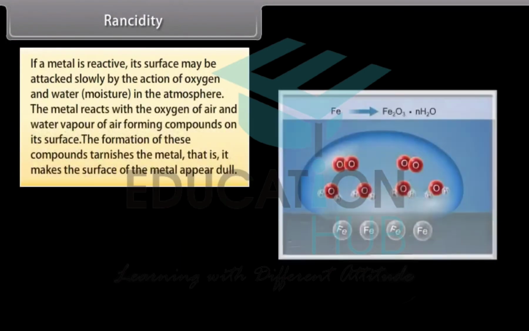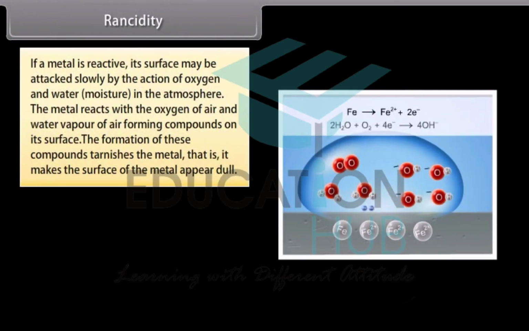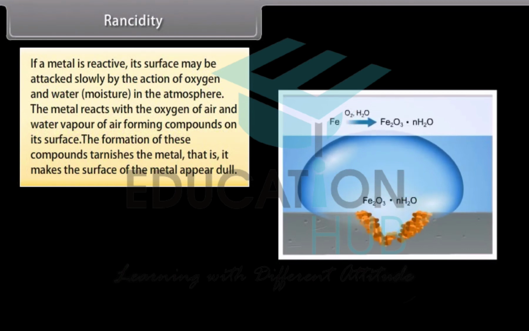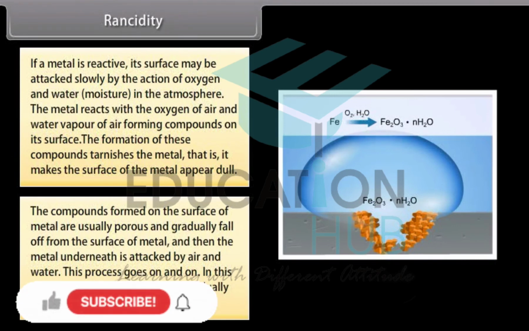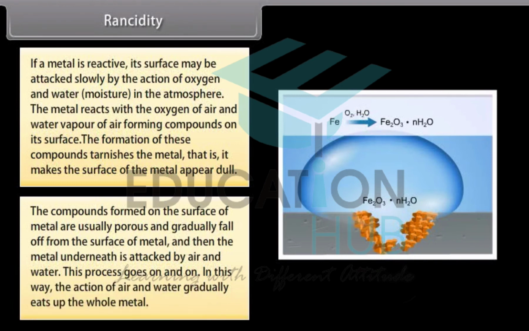If a metal is reactive, its surface may be attacked slowly by the action of oxygen and water in the atmosphere. The metal reacts with the oxygen of air and water vapor of air, forming compounds on its surface. The formation of these compounds tarnishes the metal. That is, it makes the surface of the metal appear dull. The compounds formed on the surface of the metal are usually porous and gradually fall off from the surface of the metal, and then the metal underneath is attacked by air and water. The process goes on and on. In this way, the action of air and water gradually eats up the whole metal.